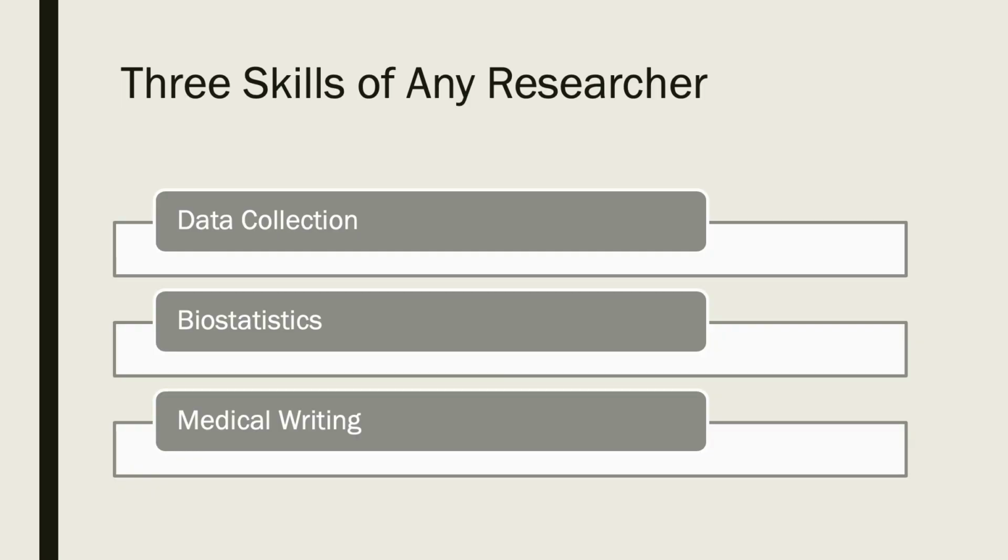3 skills are needed for any researcher: data collection. You need to know how to do data collection. This is mostly in primary research. You need to know the use of biostatistics or analysis. There's a lot of software, SPSS, Stata, and so on, but you should at least know how to deal with one of these programs.